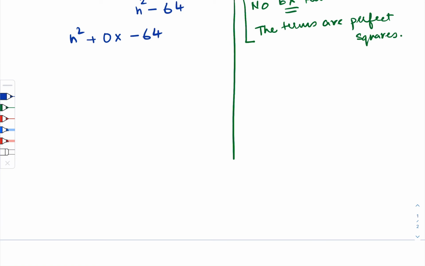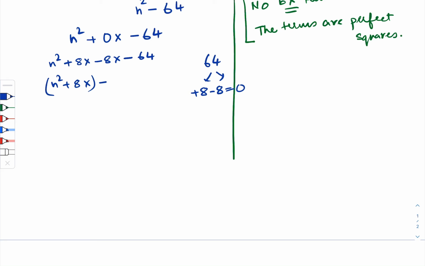Now, let's go about it the usual way. So we take the a and the c, multiply them together, and I get 64. The factors of 64 that can give me 0 are going to be 8 and 8. One's going to be positive, the other's negative, and that's going to give me 0. Let's do that: n squared plus 8n minus 8n minus 64. Now let's group them. n squared plus 8n, group 1, minus, because of the negative sign, you have to flip that sign, 8n plus 64.